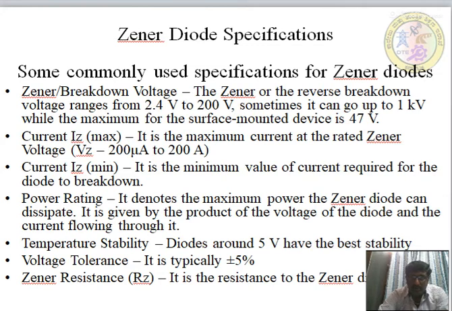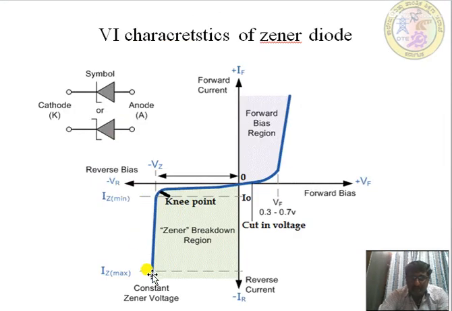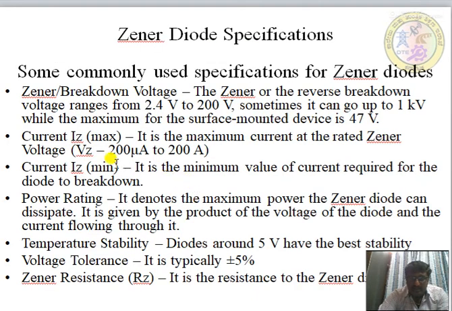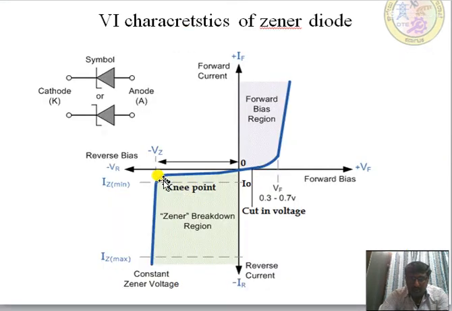Normally the Zener diode will have 47 volts, and the current Iz max is the maximum current at the rated Zener voltage, that is 200 microamps to 200 amps. As we have seen, there are two parts, Iz minimum as well as Iz max. Iz max ranges from 200 microamps to 200 amps, and Iz minimum is the minimum value of current required for the diode to break down. That one is represented by I naught.